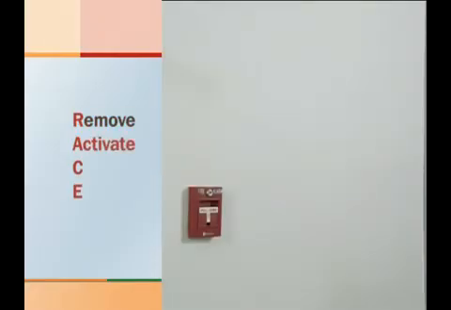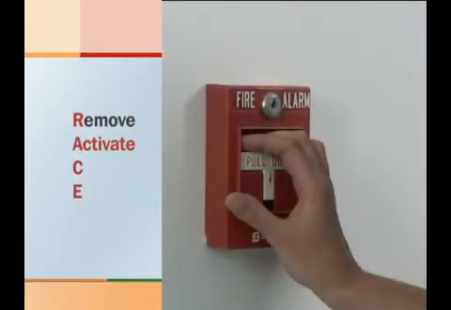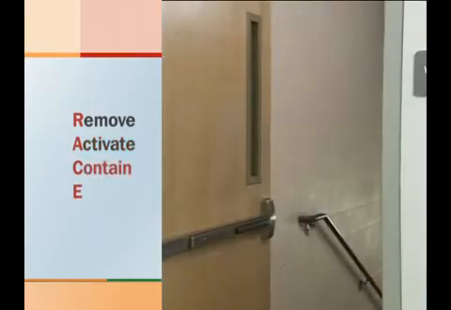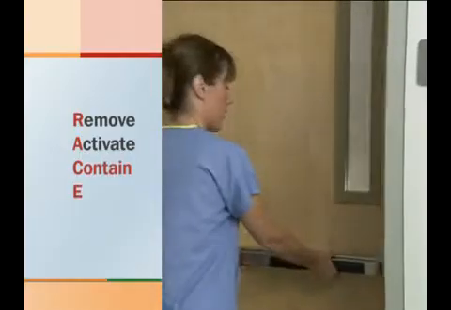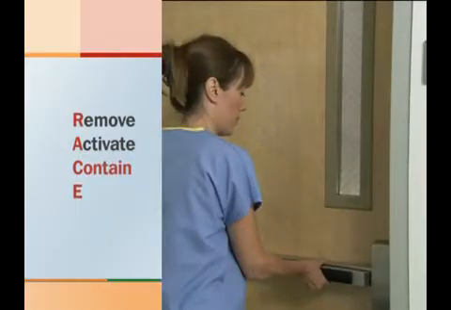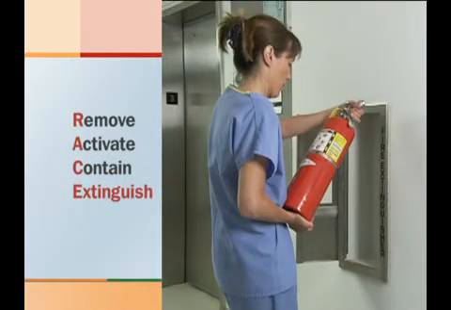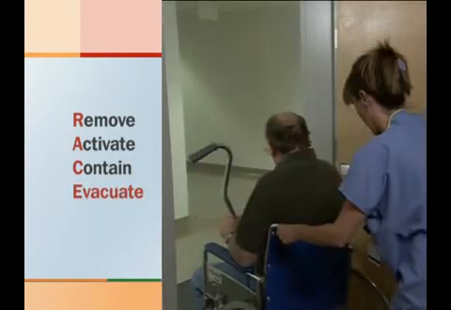Activate the alarm using the method specified by your facility. You may need to pull an alarm handle, make an announcement over the public address system, or phone emergency services. Next, take steps to contain the fire by closing doors and windows. This action slows the spread of the fire. Finally, extinguish the fire, or if the fire is large or spreading quickly, evacuate the building or wing.